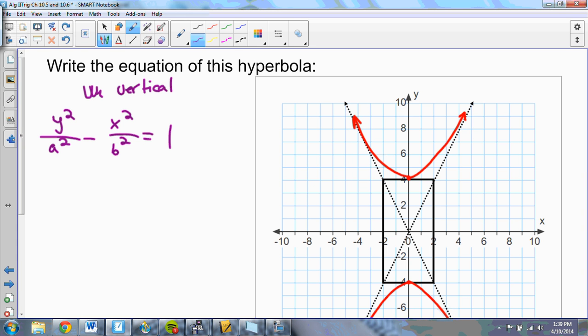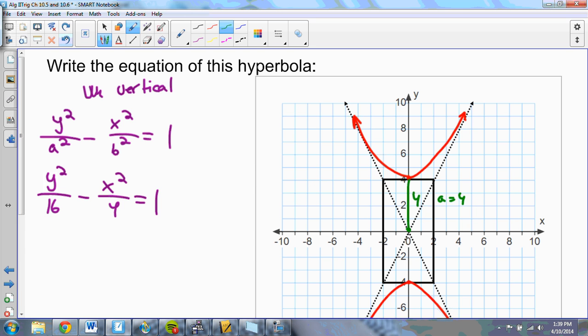Then, let's spread them off a little bit. Yes, Caesar? It would be y squared over 16. How'd you get the 16? Because the vertex is (0, 4), so that's a length of 4, so that's a. So a squared is 16.